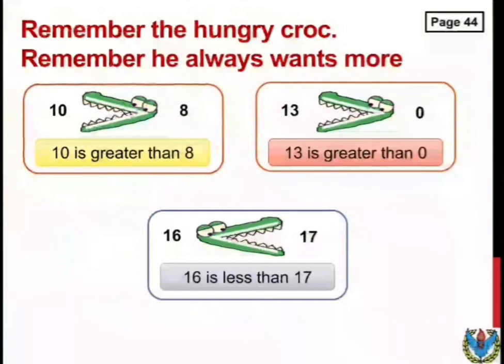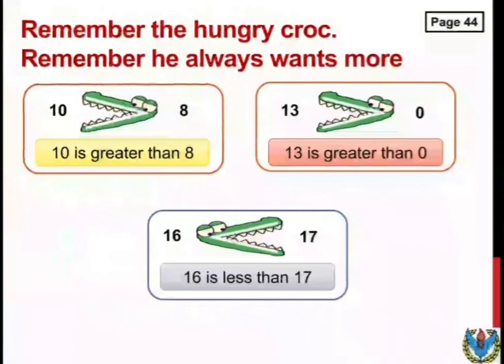Okay, look at first picture. We have two numbers, 10 and 8. Now look at croc's mouth. It is wide open towards the bigger number, that is 10. So can we say that 10 is greater than 8? Yes, we know that 10 is greater than 8. Now how are we going to write it in words? We will write it in words as 10 is greater than 8 and we will spell it as G-R-E-A-T-E-R.